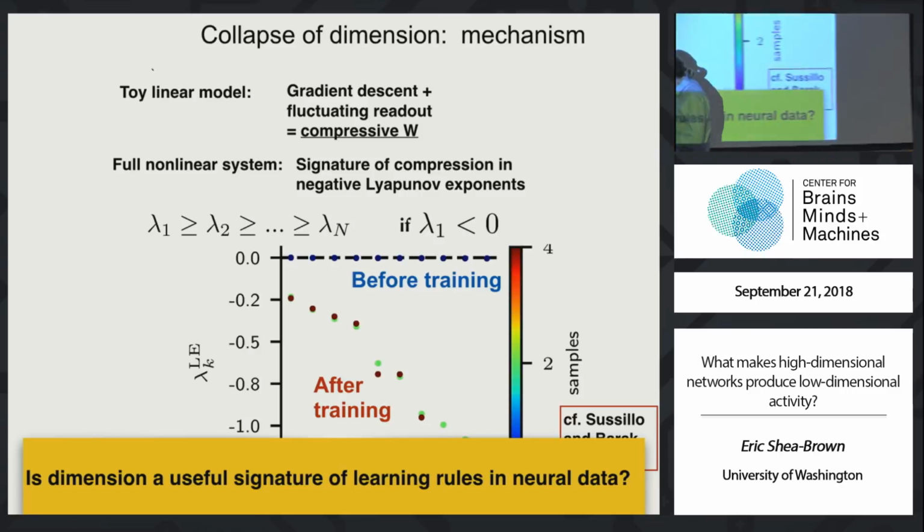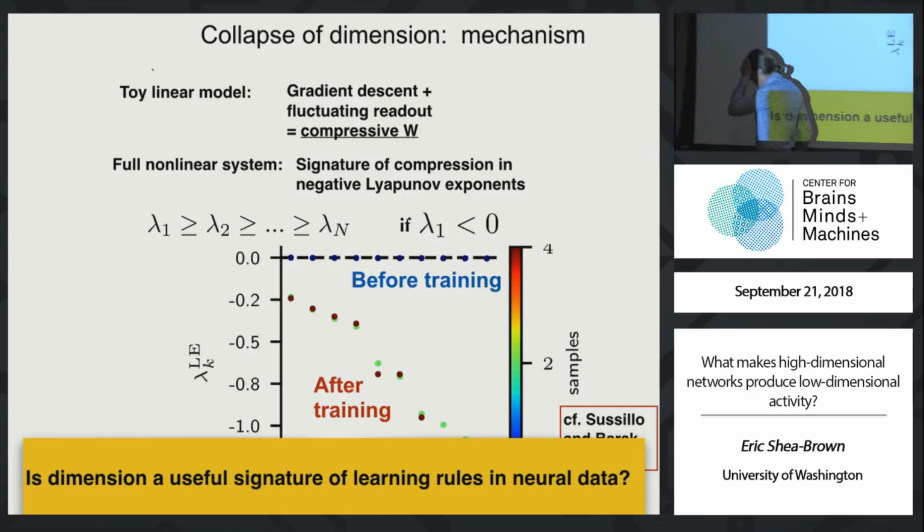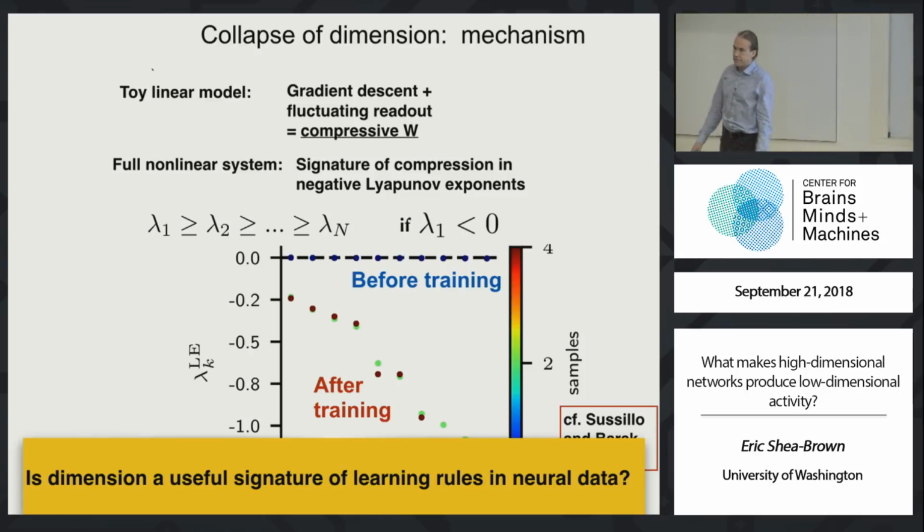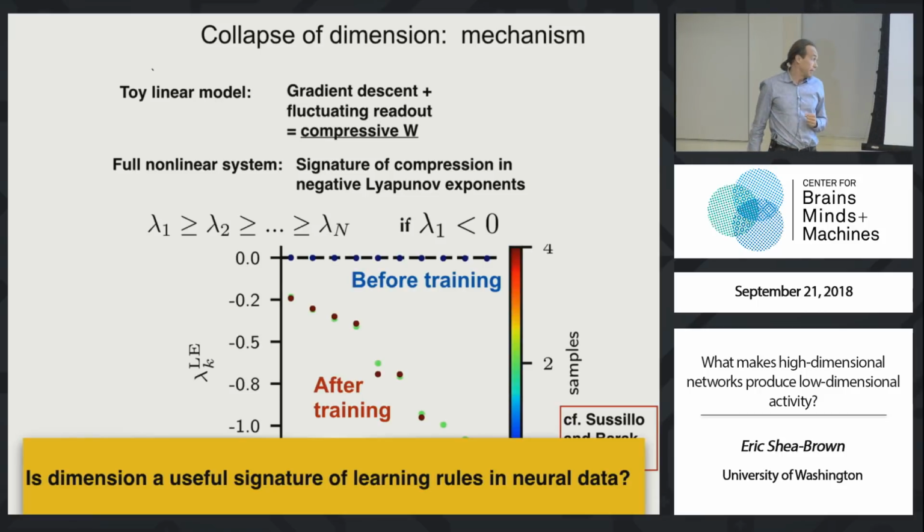So this is a suggestion that when neural networks are trained to do even really, really simple things, that would put a machine learning person to sleep in like 1970, when they're trained using something that looks like backprop, and they're recurrent, I'm not sure how much the recurrence matters, then the dimension will go down. So the question is, is this a kind of thing that is worth looking for in neural data?